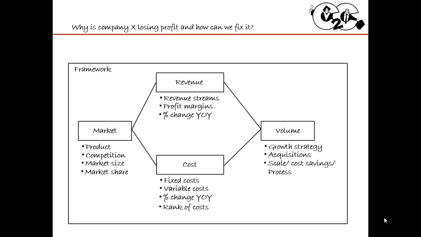So this is a very high-level framework of how I plan to solve a profitability question. I have the market addressed, the components of a profitability equation, which are revenue minus cost times volume. That's all been included, as well as having specific inputs that I want to look at for each of the components that make up profitability.